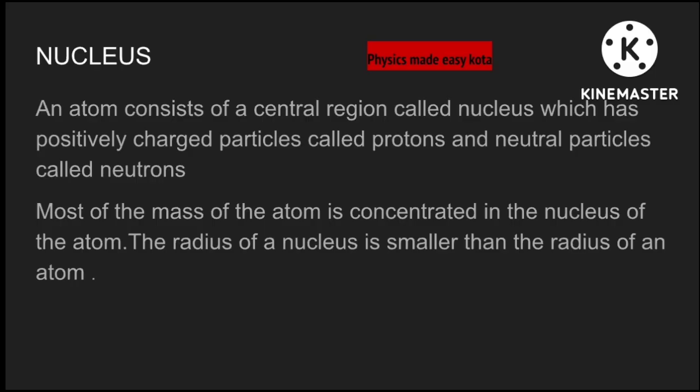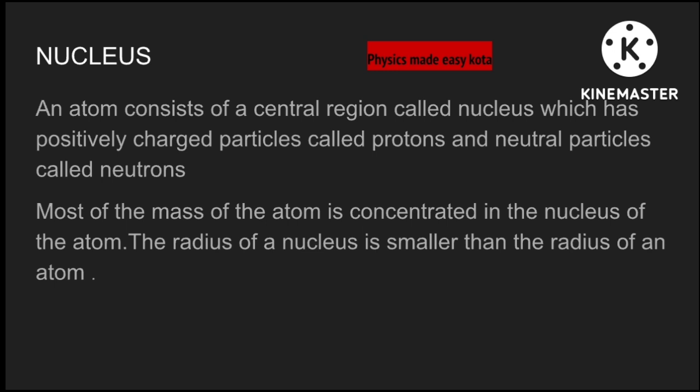Now what is nucleus? An atom consists of the central region which is called the nucleus, and it is always positively charged. It is positively charged due to the presence of the positively charged particles called protons, and it also consists of the neutral particles called neutrons. Most of the mass, about 99.9% of the atom, is concentrated in the nucleus of the atom.